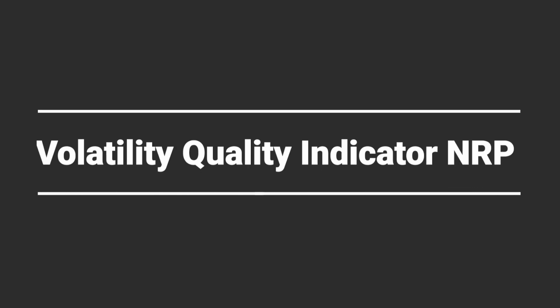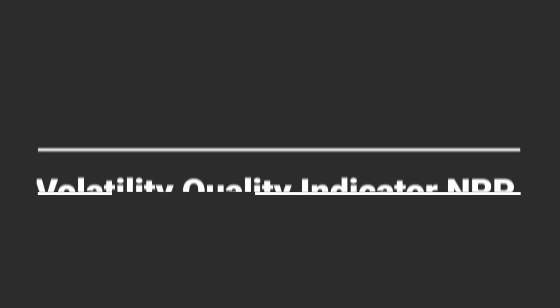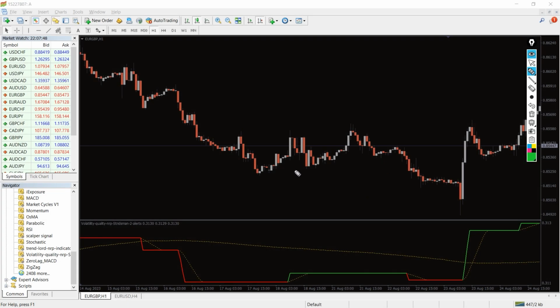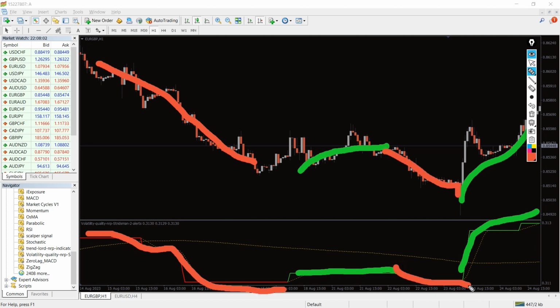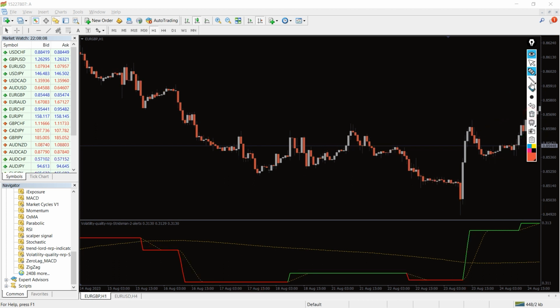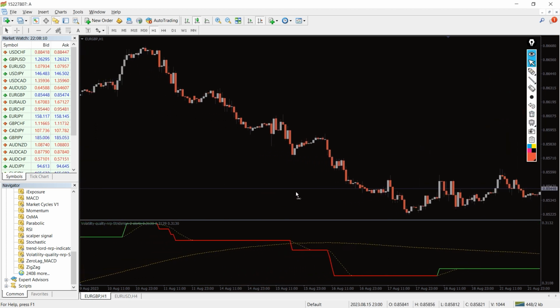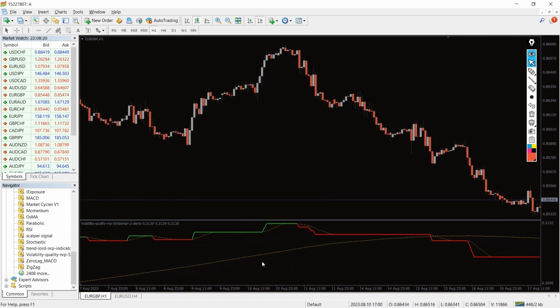So, how to trade with the Volatility Quality Indicator NRP? As you can see on the chart, the indicator turns green when the price chart becomes bullish and moves up progressively as the uptrend continues. Consequently, the Volatility Quality Indicator changes from green to red when the chart turns from a bullish to a bearish market and progressively moves downward as the downtrend continues. This makes this indicator a good trend trading strategy indicator.